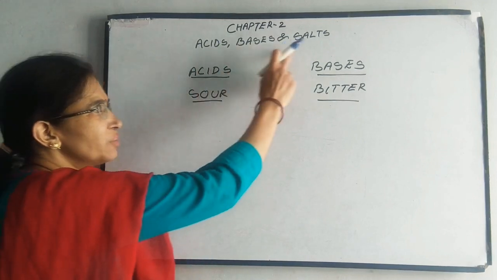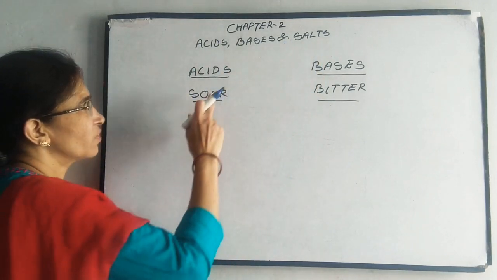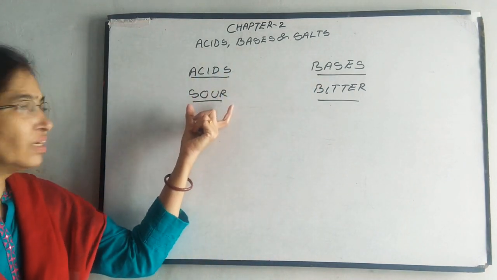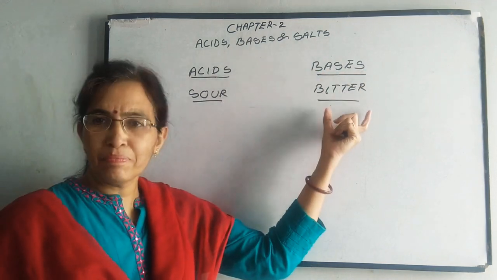Chapter 2, acids, bases and salts. Okay, first we are going to see about the acid and base. You all know that acids are sour in taste and bases are bitter in taste.